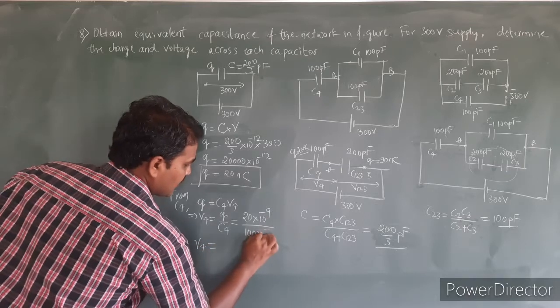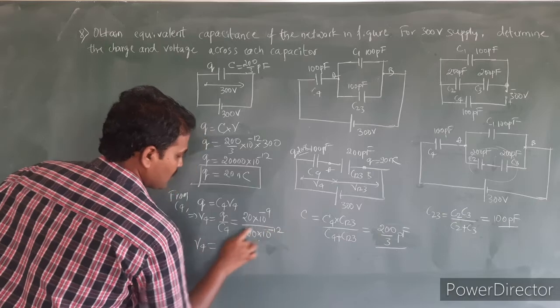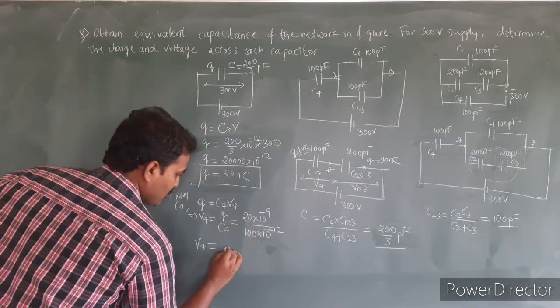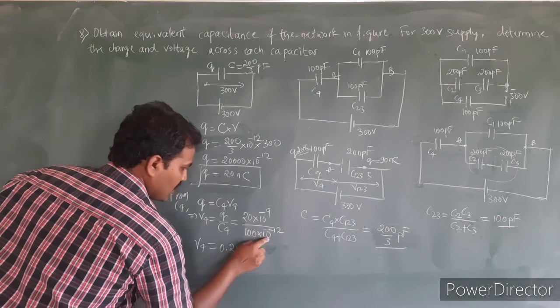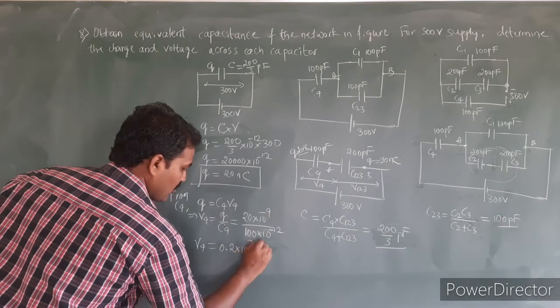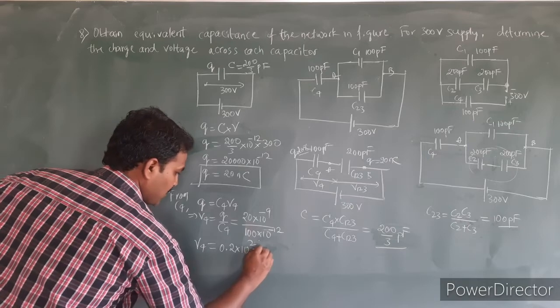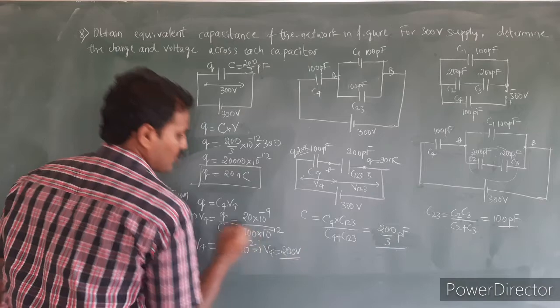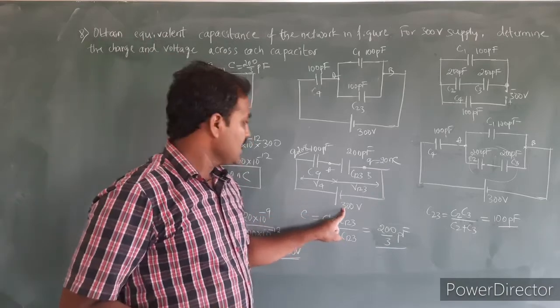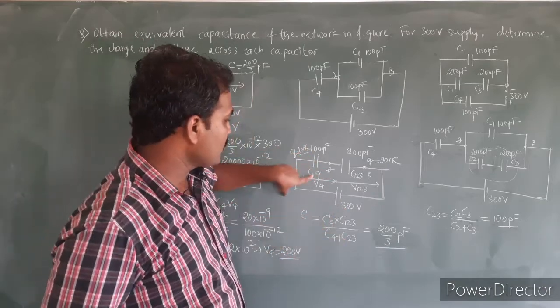This I can write as 100 into 10 to the power of minus 12. 20 divided by 100 is 0.2, that is 1 by 5. I take the power to the numerator, which will be 10 to the power 2. So this implies V4 is equal to 200 volt. Out of the given 300 volt, 200 volt is dropped across C4.